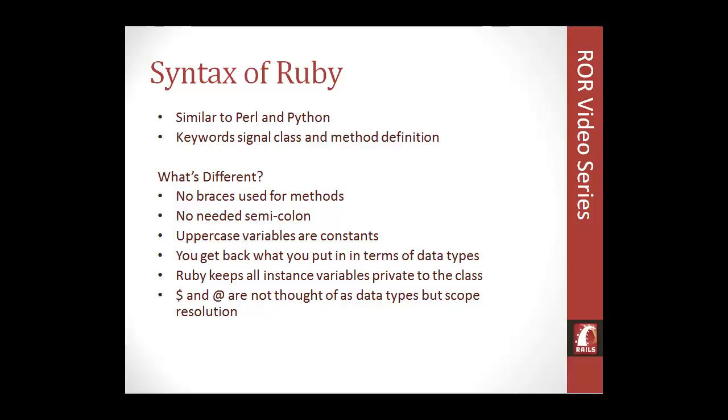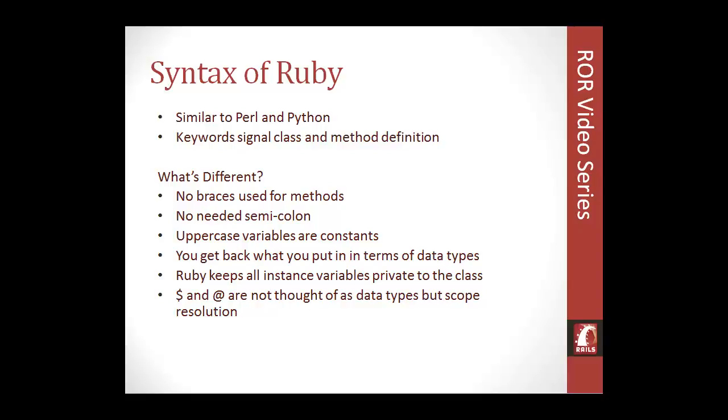One of them is that when you declare a method, you can't use curly braces like you would in most other languages. Instead, you use the keyword def, D-E-F, for define, and then the method name, and then all the stuff in between, and then at the end you wouldn't have a closing curly brace, you'd have end, the text END. So it takes a little bit of getting used to, but it's not bad.